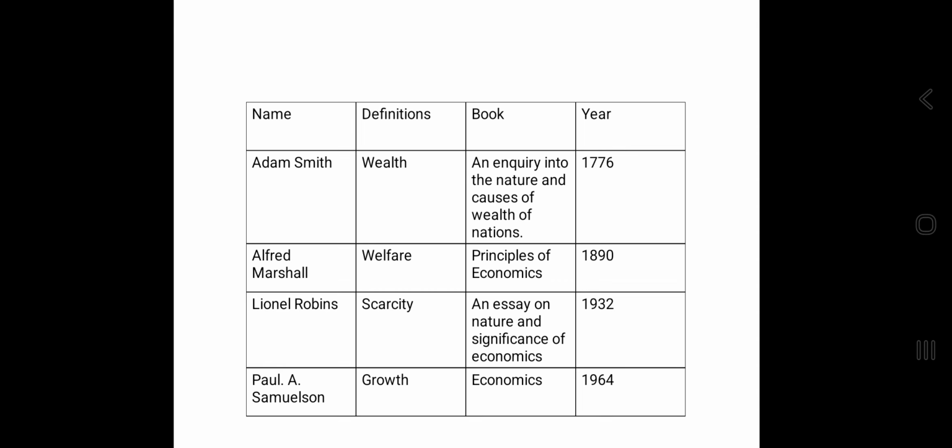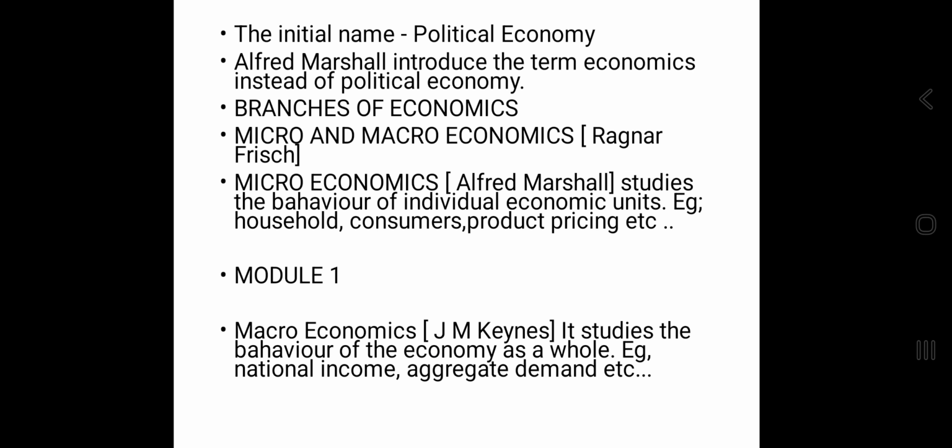Then here is a table consisting of different economists' names, definitions, books and years. You can read it. Out of these four economists, Adam Smith is considered as dash, find it out, and his definition is wealth, and his book An Inquiry into the Nature and Causes of the Wealth of Nations. That is very important from the exam point of view, and the year is 1776. The initial name of economics was political economy, and Alfred Marshall introduced the term economics instead of political economy.